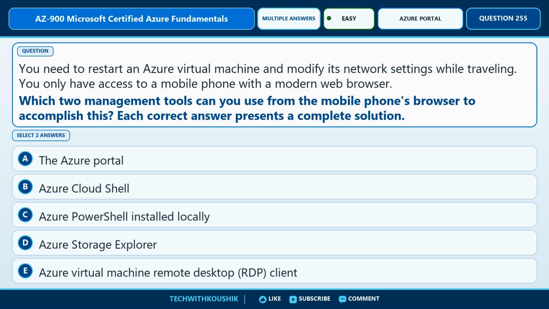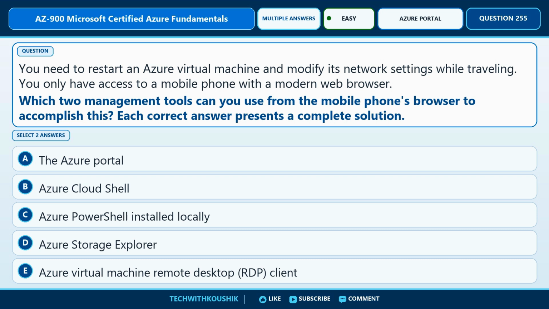Let's work through question number 255. The focus now shifts to Azure portal. Here's the situation to consider. You need to restart an Azure virtual machine and modify its network settings while traveling. You only have access to a mobile phone with a modern web browser. Which two management tools can you use from the mobile phone's browser to accomplish this? Each correct answer presents a complete solution. You need to identify two correct options.